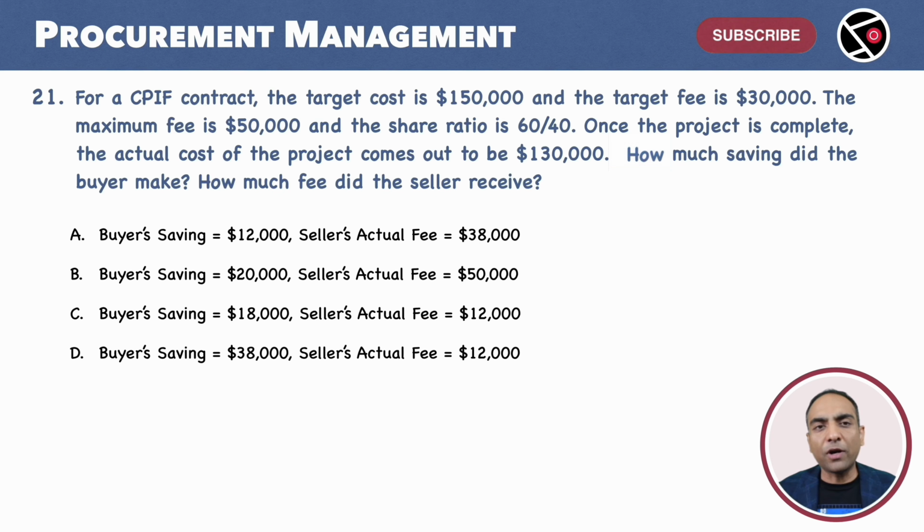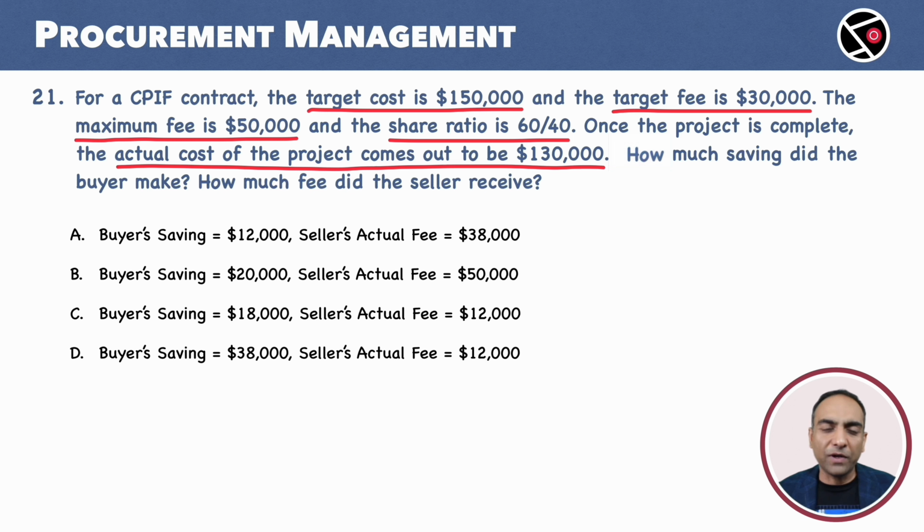For a CPIF contract, the target cost is $150K and the target fee is $30K. The maximum fee is $50K and the share ratio is 60 to 40. Once the project is complete, the actual cost of the project comes out to be $130K. How much saving did the buyer make? How much fee did the seller receive? We need to find two things. One, buyer's savings, and two, seller's actual fee.